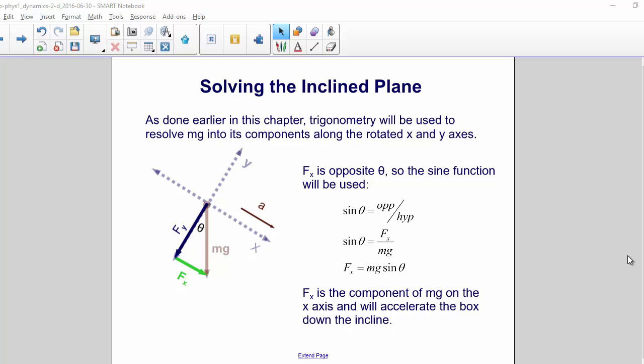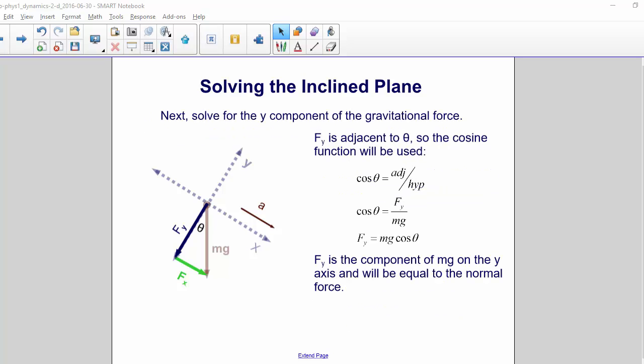So sine is opposite over hypotenuse, and since Fx is opposite our angle theta, sine theta is equal to Fx over mg, so Fx is equal to mg sine theta. So this is the component of mg on the x-axis, and this will accelerate the box down the incline.